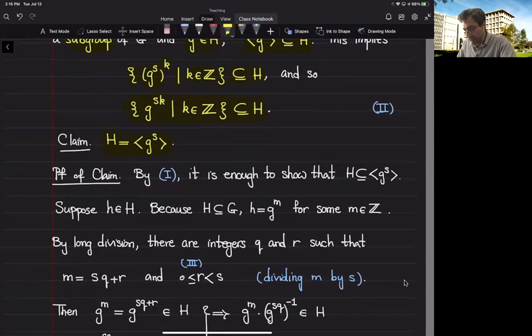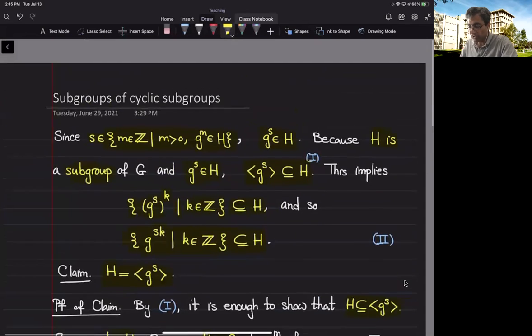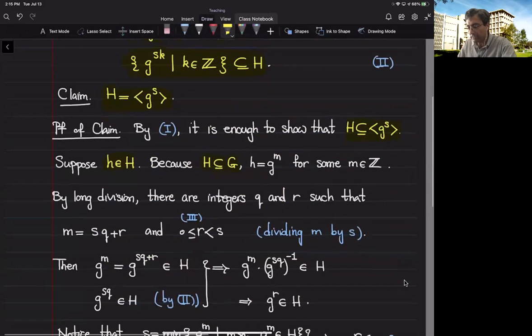Okay, so it's enough to show that H is a subset of this, and we pick an element inside H, and I want to show that it belongs to the group generated by g to the s. Because H is an element of capital H, and capital H itself is a subgroup of the cyclic group generated by g, we do know that H is of the form small g raised to some integer power m.